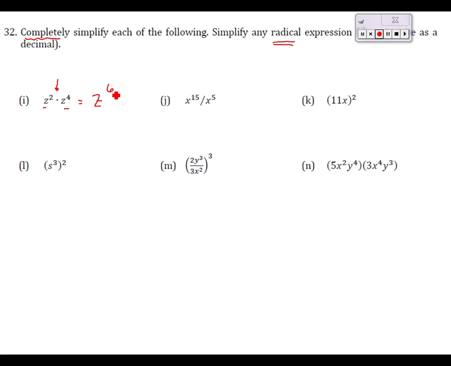And again, the reason is because z times z, which is z squared, times z times z times z times z, which is z to the fourth, is shockingly 1, 2, 3, 4, 5, 6.